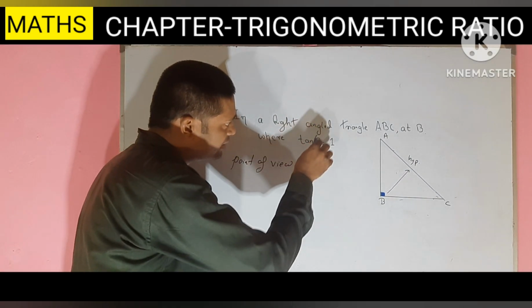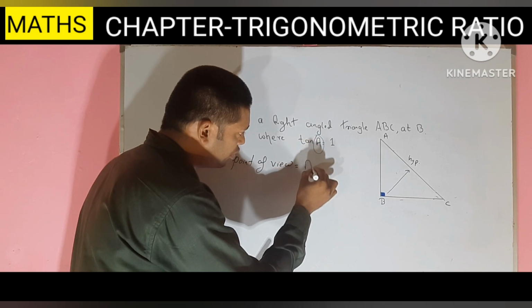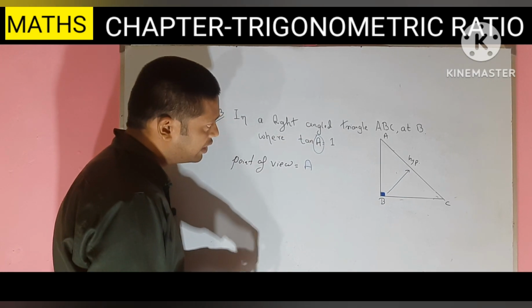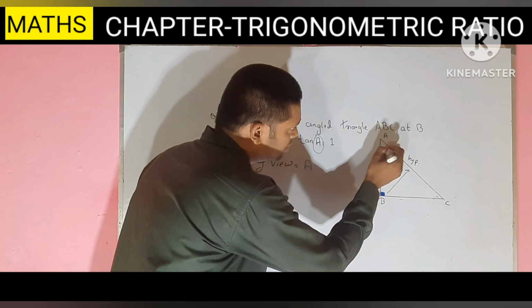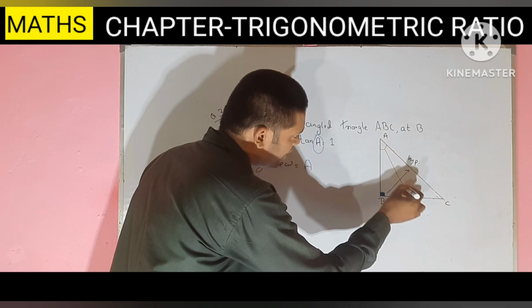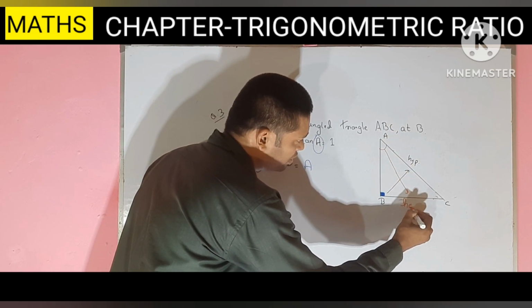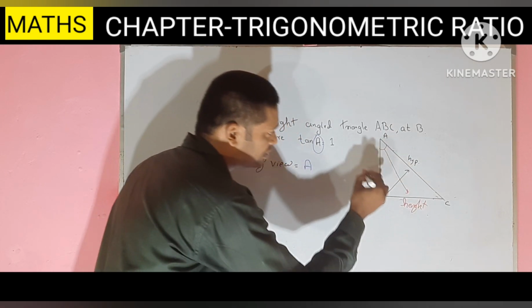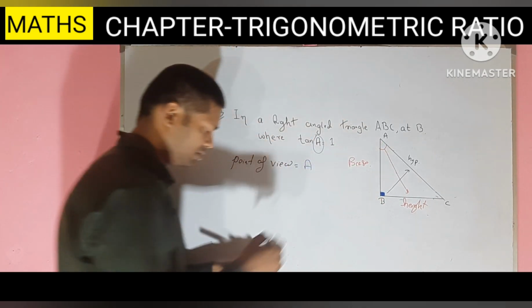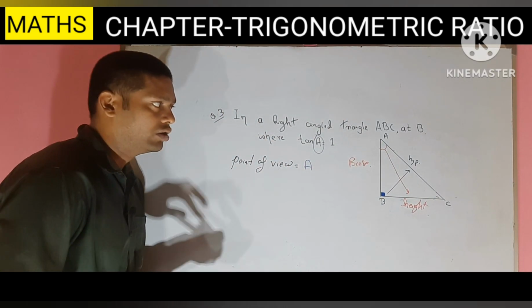Sir, here A is given. So I will take A as the point of view. Where is A? A is here, so I will look from right over here. Opposite to the point of view is the height, and what is left is the base. Clear? Do you understand what I am trying to say?